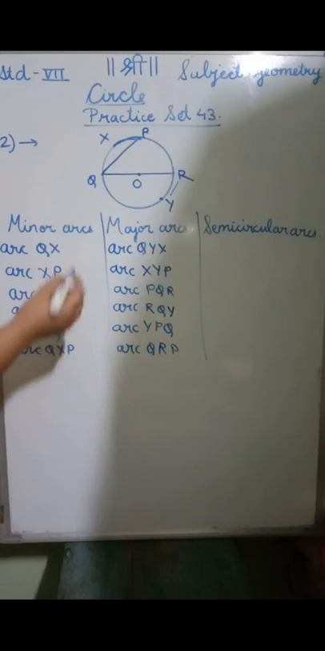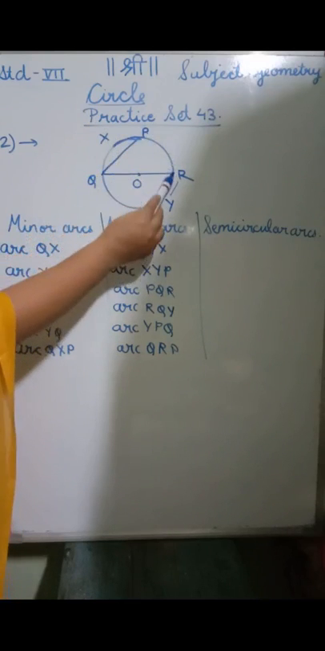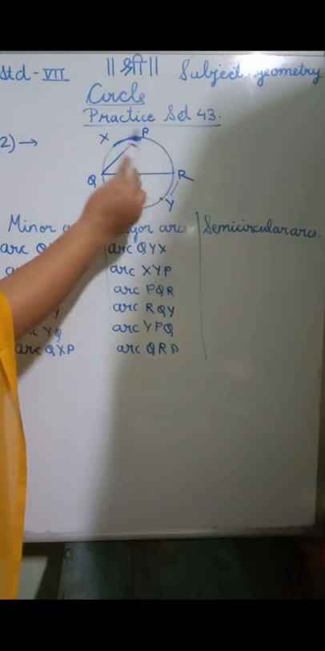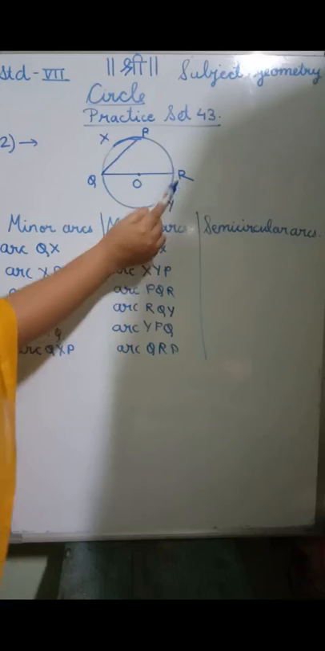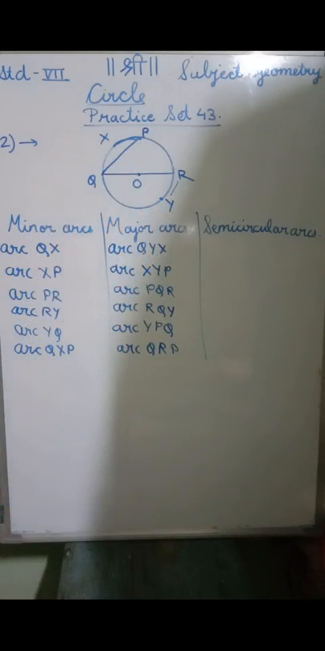Now if these 3 letters are a minor arc, if you go further, again this is also a minor arc. Yes. Then if you go further, then this part is also a minor arc. Yes. So in this way you will get many minor and major arcs. So it is enough. We will stop here. Now we will see the next part, that is semicircular arcs.